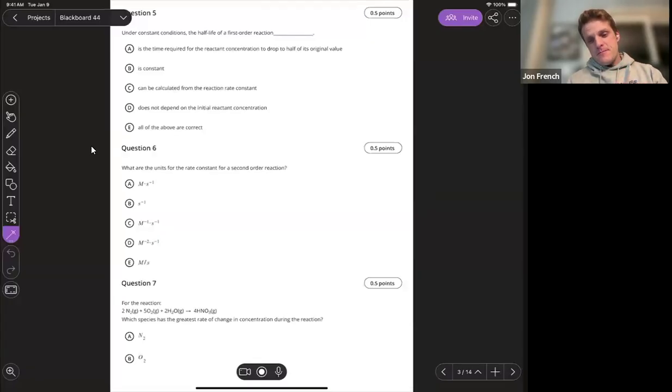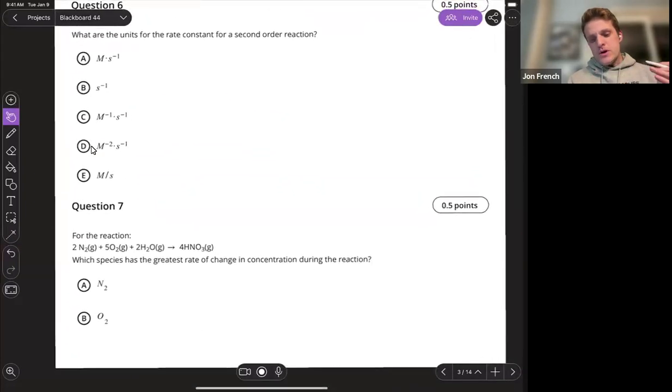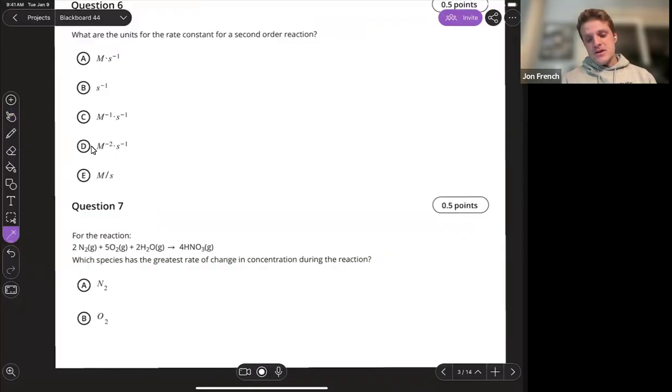Question 7 is next, right? Which species will have the greatest rate of change in concentration during the reaction, right? For a question like this, we just go to the coefficients. We go to the coefficients because if this reaction takes 1 second, this would be 2 molar per second, 5 molar per second, 2 molar per second, and 4 molar per second.